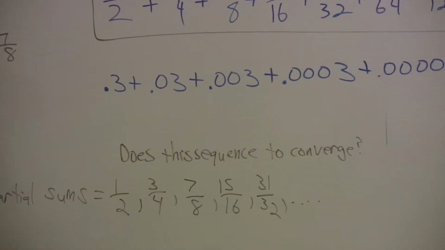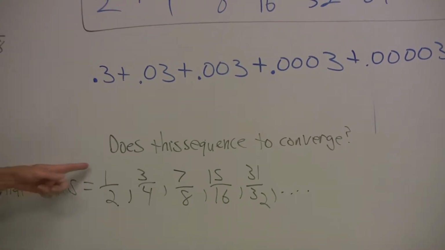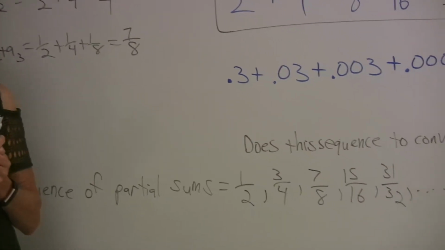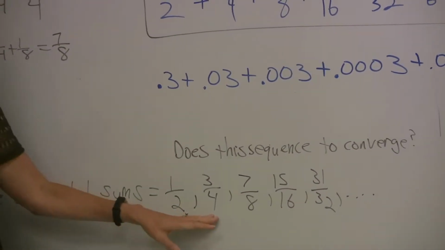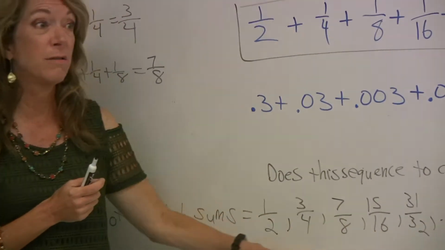Maybe we can come up with a formula for this sequence. So we see the pattern that the top's always 1 less than the bottom. What's the bottom always doing? Doubling. Multiplying by 2. All of these denominators are powers of 2.